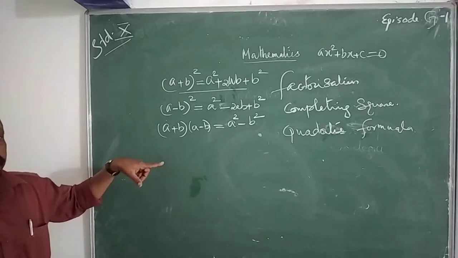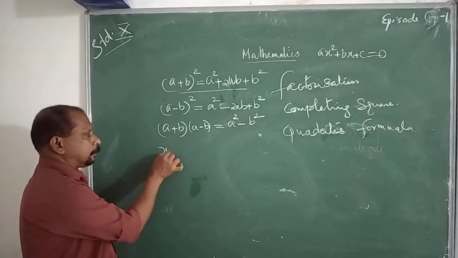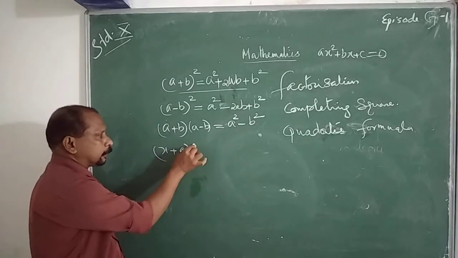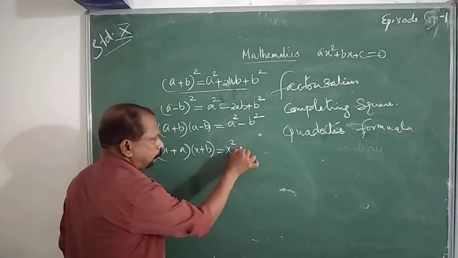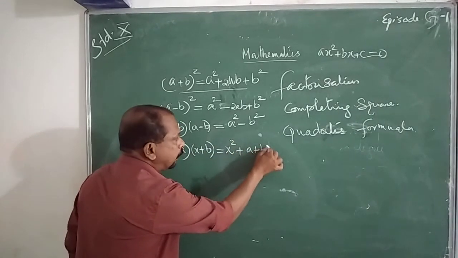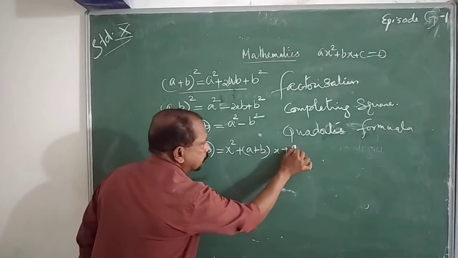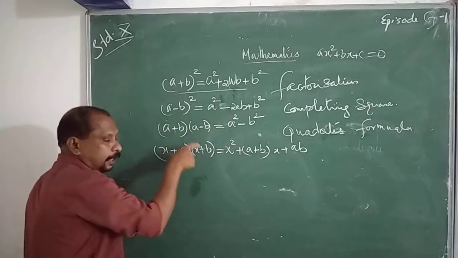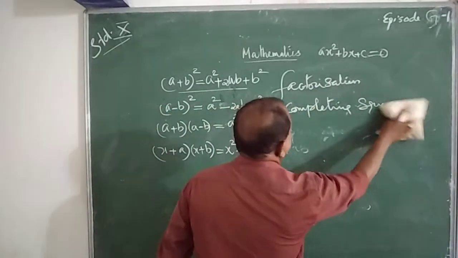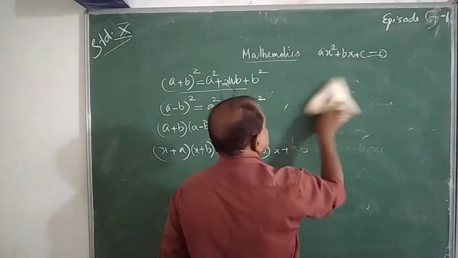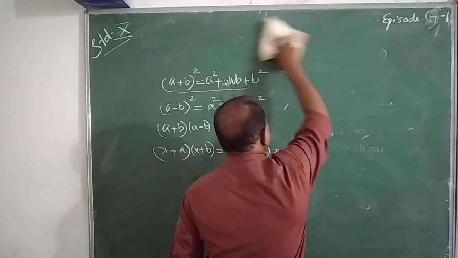Then there is another identity, that is (x plus a) into (x plus b) is equal to x squared plus (a plus b) into x plus ab. Using these three identities, we can factorize a quadratic expression.